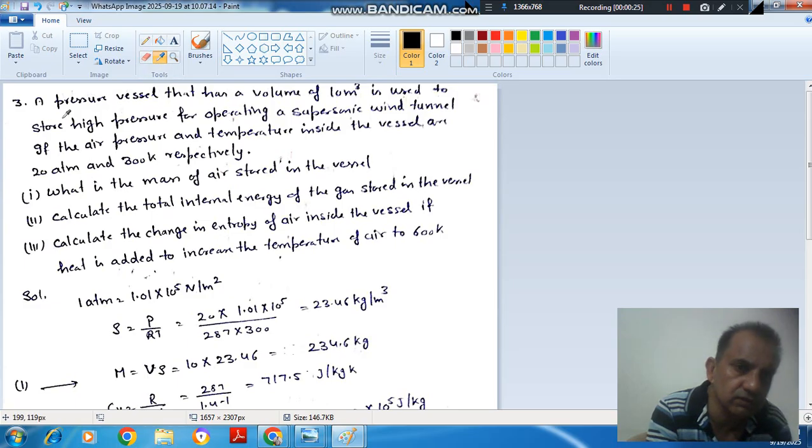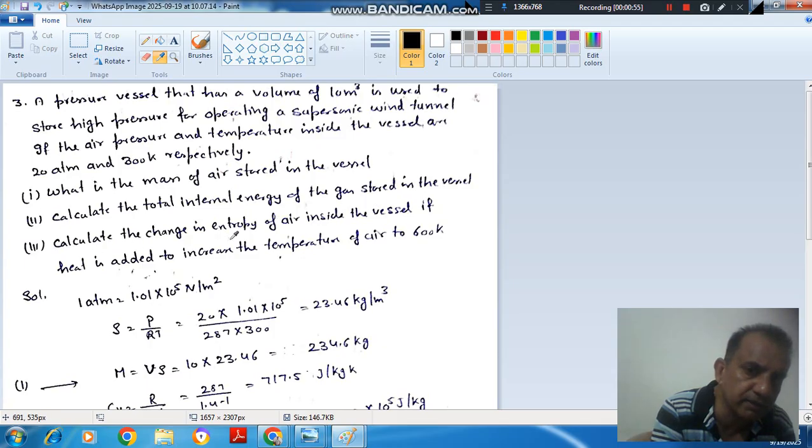So the question is: a pressure vessel that has a volume of 10 meter cube is used to store high pressure air for operating a supersonic wind tunnel. If the air pressure and temperature inside the vessel are 20 atmosphere and 300 Kelvin respectively: 1. What is the mass of air stored in the vessel? 2. Calculate the total energy of gas stored in the vessel.